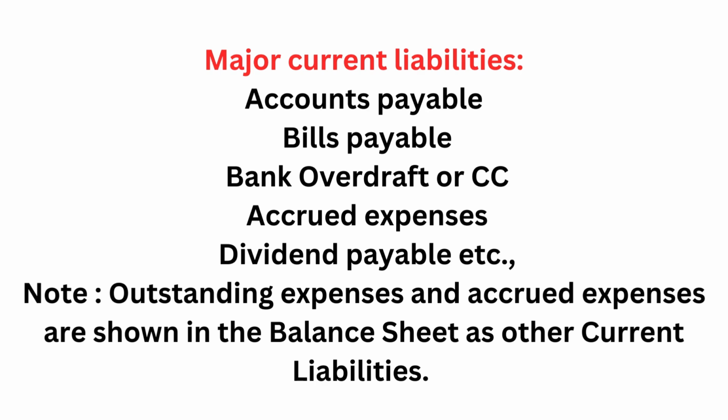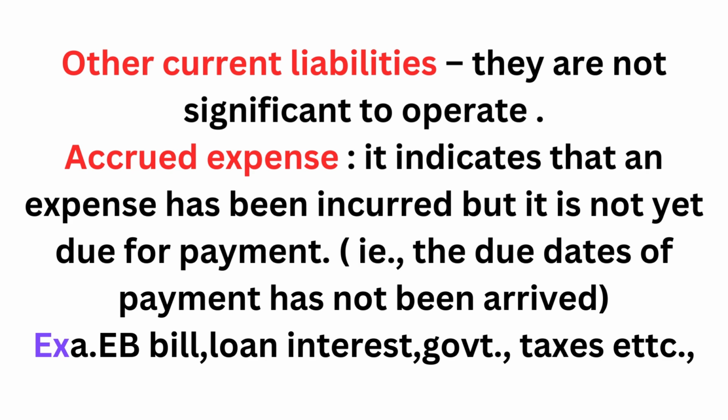Note, outstanding expenses and accrued expenses are shown in the balance sheet as other current liabilities. Other current liabilities means they are not significant to operate. Accrued expense indicates that an expense has been incurred but it is not yet due for payment. That is, the due date of payment has not arrived. Example, electric bill, loan interest, government taxes, etc.